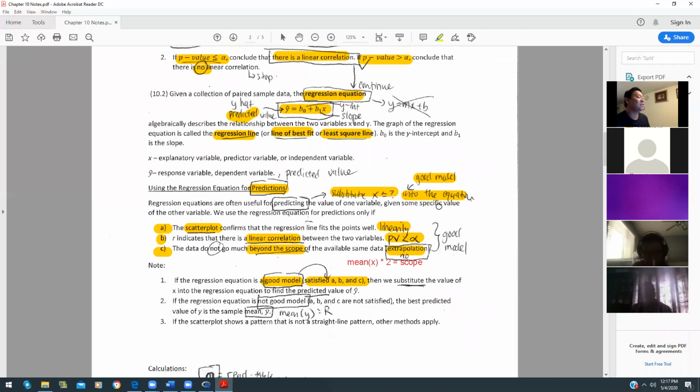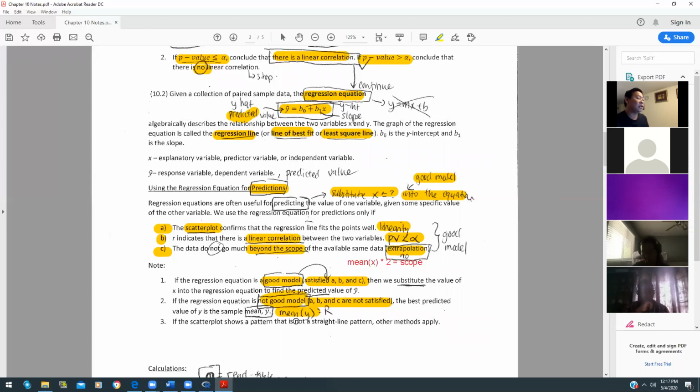But what happens if one of these is not satisfied, which we call a bad model or not a good model? Then you have to use mean y. So in R, you just type mean y, and that will be your answer. So that means if I give you an equation like this, don't simply plug x into this equation and call that your answer, because that only works when you have a good model. But if you have a bad model, you just need to do mean y.